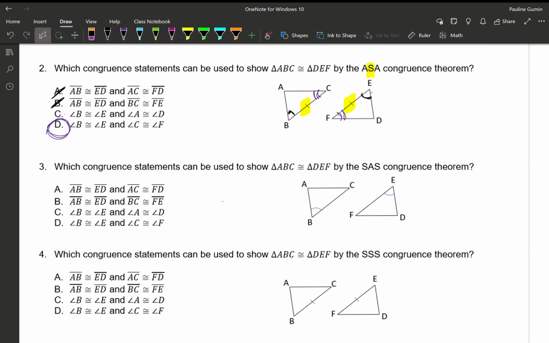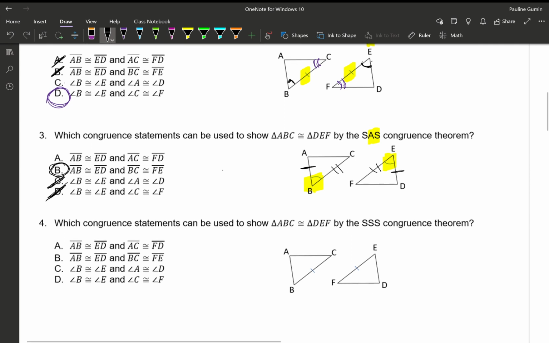Number three, same idea. Let's make these triangles congruent by SAS. We already have A for our angle in the middle. That means we need two sides. We need this side and this side to be congruent. Maybe we need to flop them around, but we need two sides around that angle. So that's going to help. I'm going to cross off C and D. Those are both angles. So I need AB congruent to either ED or EF. Let's see. Okay, so it's congruent to ED in both of them, which means we need BC congruent to EF or FE. There it is, option B.